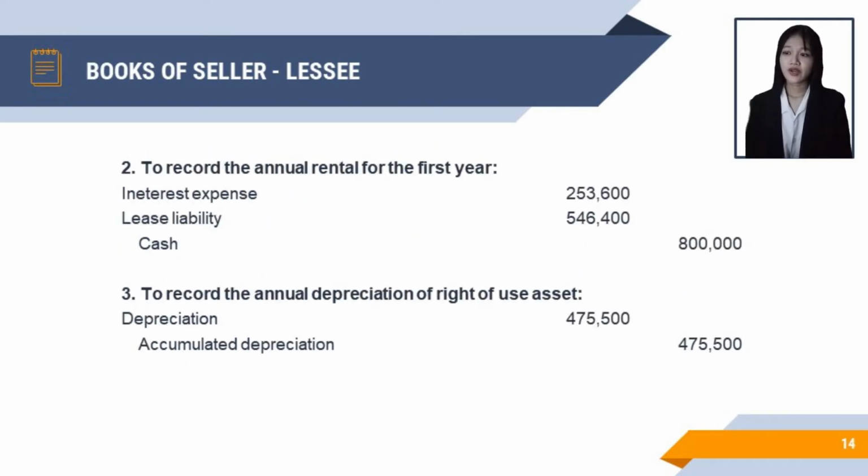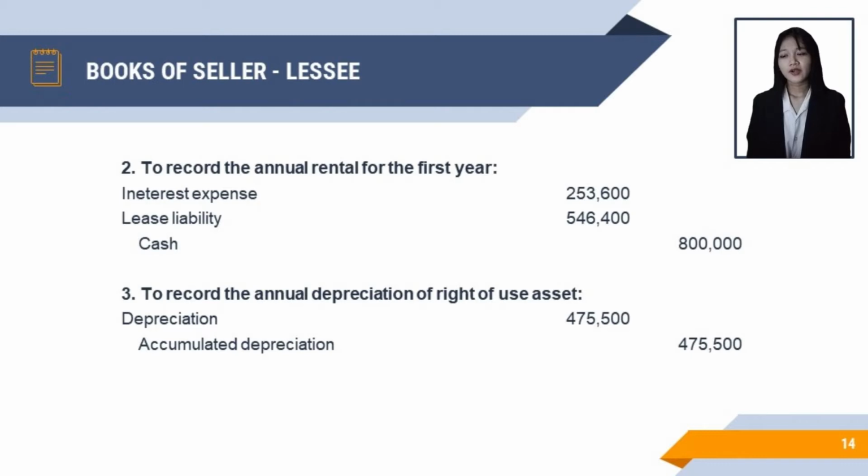Second is to record the annual rental for the first year. Debit interest expense for 253,600. We got this earlier, right? We multiplied the lease liability of 2,536,000 by our interest rate of 10%. Then, debit lease liability for 546,400. This is the principal amount that we got earlier in the table. Then, credit cash for 800,000.